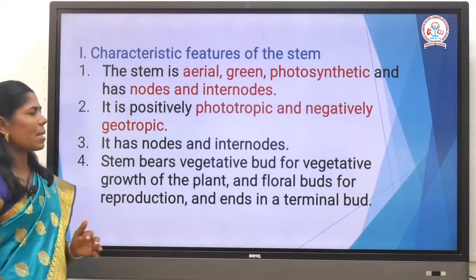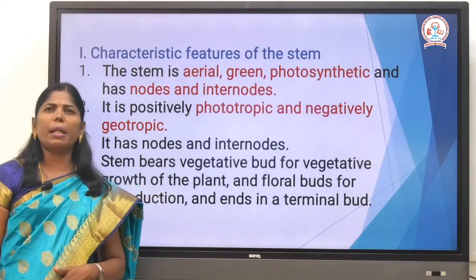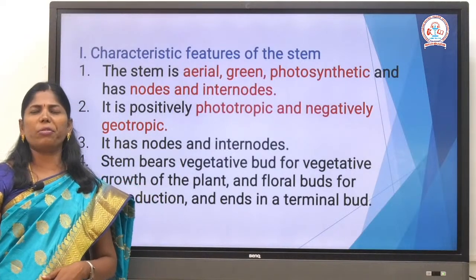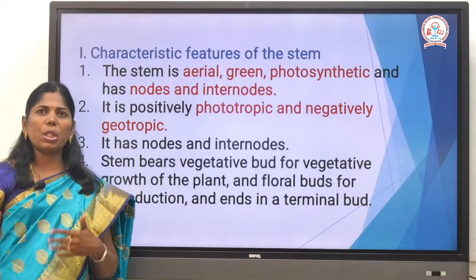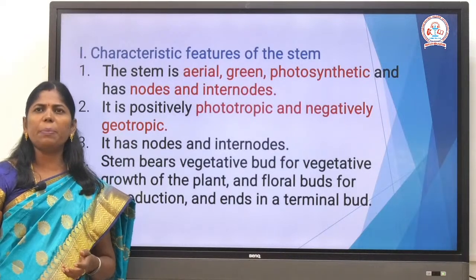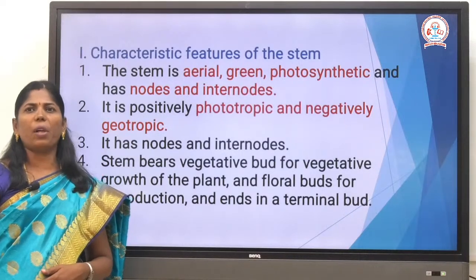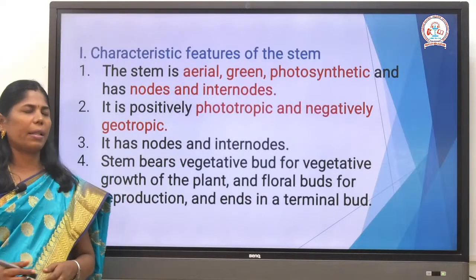Once again you have to recall: the stem is aerial, green, photosynthetic, with nodes and internodes present, positively phototropic and negatively geotropic. It bears the vegetative growth of the plant, that is your leaves and branches. The reproductive part is the flower. The flower may be terminal or axillary.